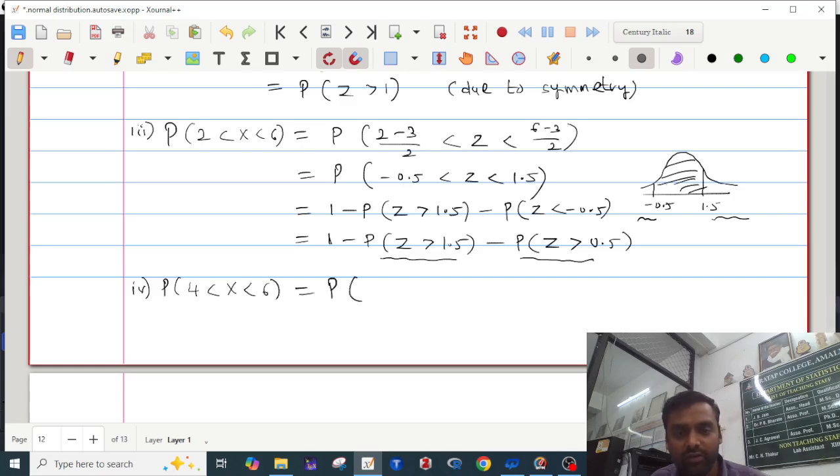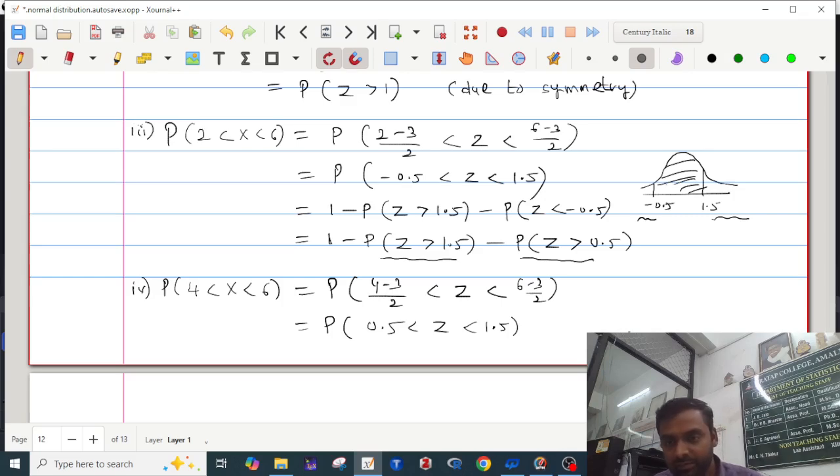All this probability of (4 minus mean 3)/2 less than z less than (6 minus 3)/2. This is equal to 4 minus 3 is 1, 1 upon 2 is 0.5, less than z, less than 1.5. Now this probability has to be seen in a slightly different way. This is 0, this is 1.0, and 0.5 comes here.